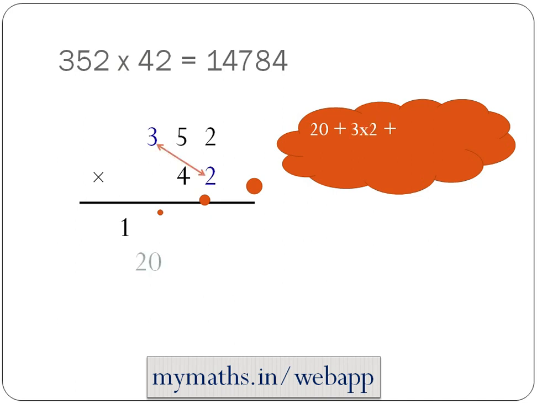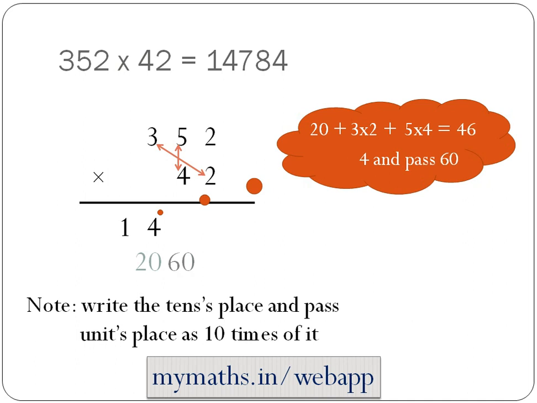With that we add 3 times 2, that is 6, and then 5 times 4. So 20 plus 6, 26, plus 5 4s 20, 26 plus 20 as 46. So in 46 we retain 4 and pass 6 as 60. So passing 60 is there.